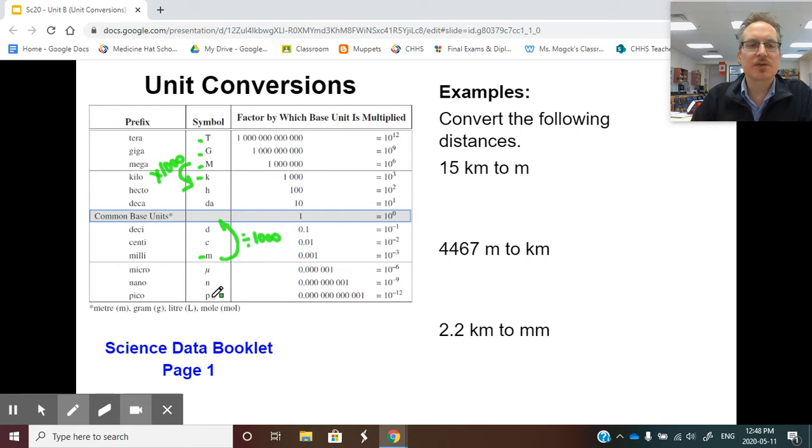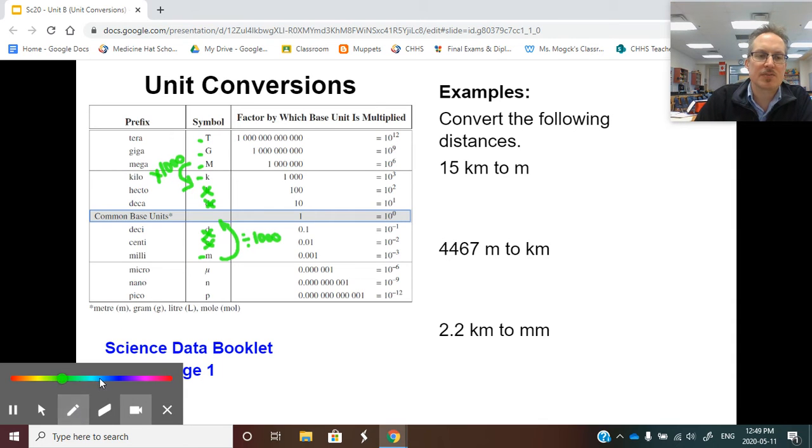Now, that is not true for every single one of these. However, remember, I'm not going to deal with centimeters. I'm not going to deal with decimeters. I'm not going to deal with decameters, and I'm not going to deal with hectometers. So everything I'm sticking to is a perfect 1,000 movement. So what I would like to do is do a couple examples with you, and then I'm going to have you try some for yourself.